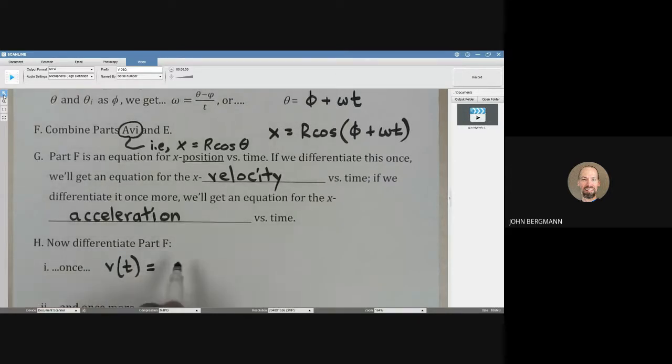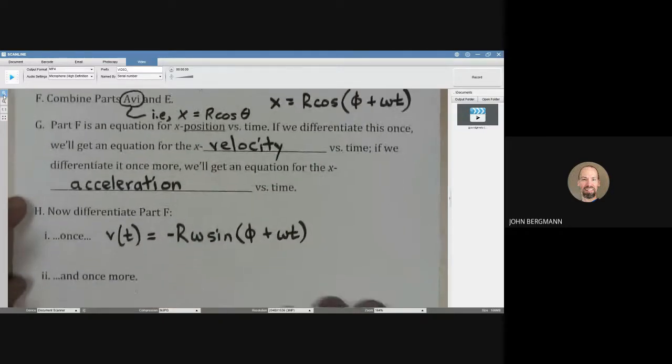We would pull the constant r out front here, and then when we differentiate cosine, we get the opposite sign of the thing. We're going to have to use the chain rule here. Then we have to differentiate the thing inside here with respect to time, and that's going to just give us a constant of omega out there like that.